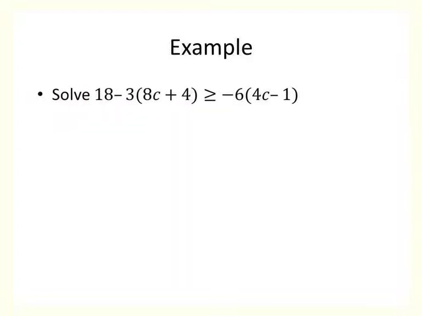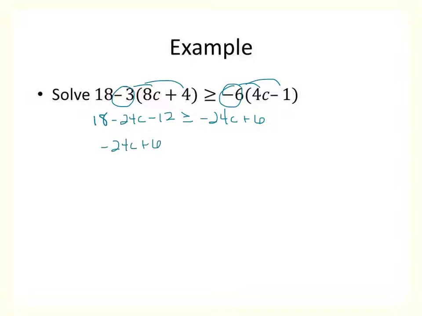All right, so we're going to start out, if I see I have parentheses, I'm going to distribute. So we're doing 18, and we are distributing a negative 3, so it's minus 24c minus 12, watch your signs, greater than or equal to, and again I'm distributing a negative, negative 24c plus 6. Always, always, always combine like terms first. We're going to negative 24c plus 6, 18 minus 12 there. Okay, and even though you might look at it and you're like, I know what it's going to be, you have to get those c's to cancel.